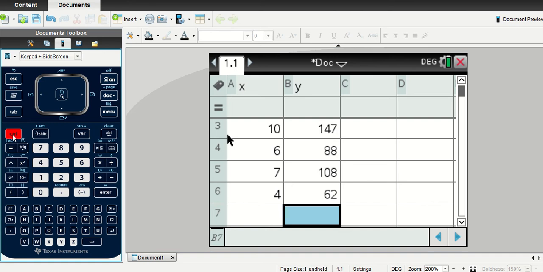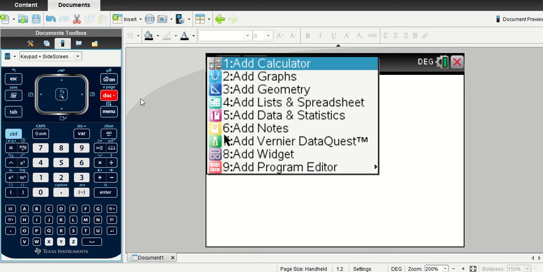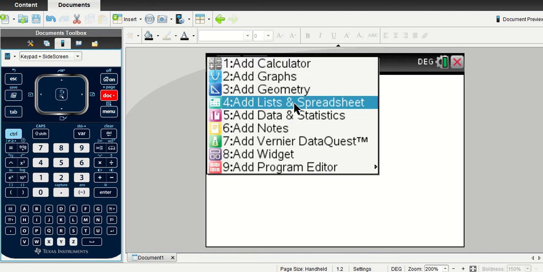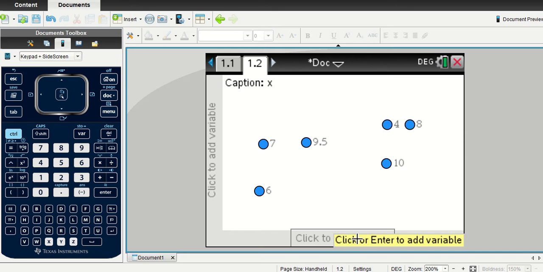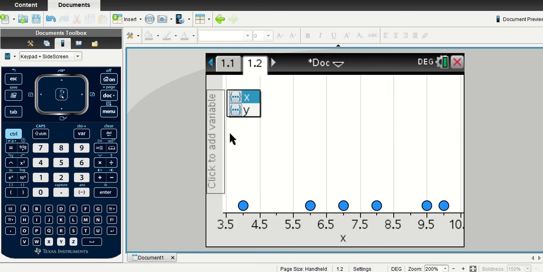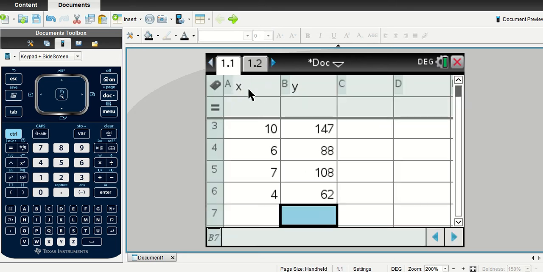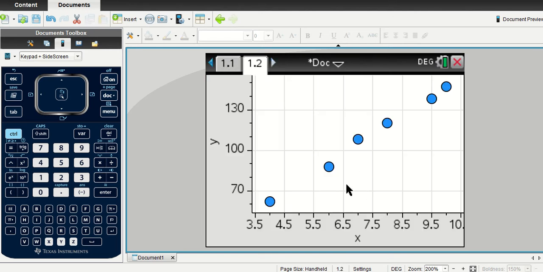So the next thing we're going to do is hit Control Document to add a new page. From the lists and spreadsheets, where we just entered in our data, we want to go to Data and Statistics. We're going to go ahead and select the X variable for X, the Y variable for Y, and on the last page we had the label at the top. So you may have called it carbs and cal, or whatever you wanted to put up there. Now I can already see that these are starting to form a straight line, and it's increasing. So this is going to be a strong positive correlation.